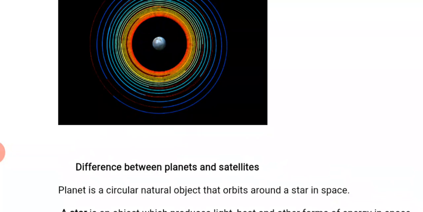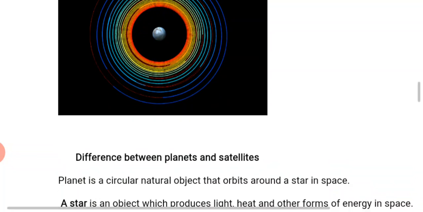What do we mean by planet? A planet is a circular natural object that orbits around a star in space. We said the meaning of orbit is a path through which the planet travels. And a planet is a circular natural object that travels around a star in space. When we are talking about space, we are talking about the sky, the atmosphere.